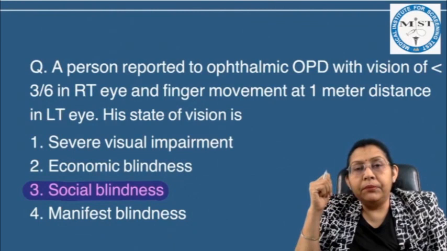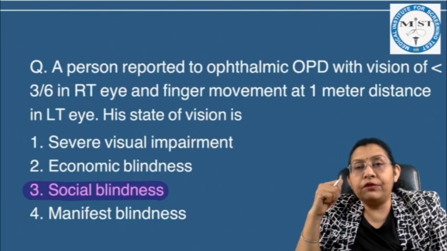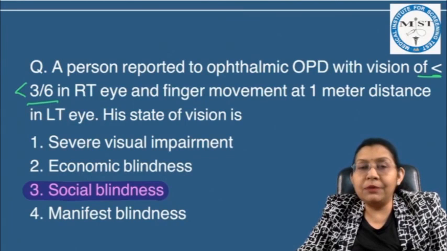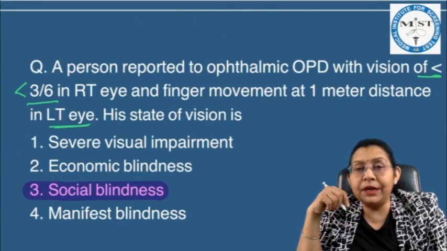Person reported to ophthalmic OPD with vision of less than 3/6 in the right eye. So this is one clue. The vision is less than 3/6 in the right eye, and finger movement at 1 meter distance in the left eye. So in the left eye, it is finger movement at 1 meter, and in the right eye, the vision is less than 3/6. What is his state of vision?